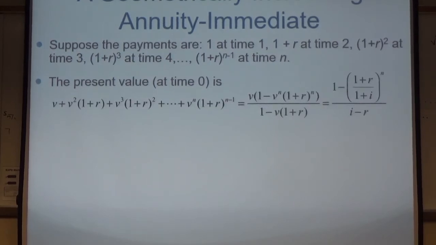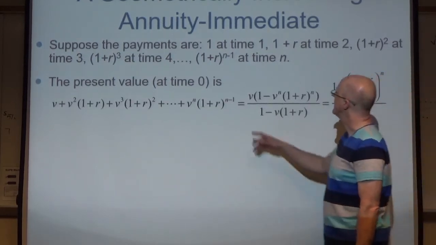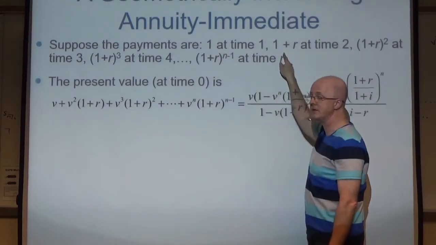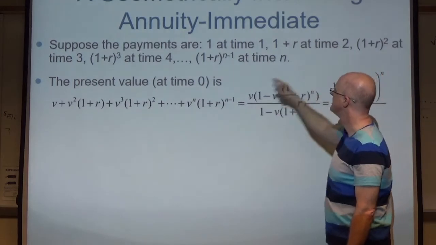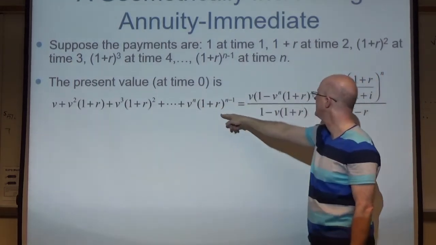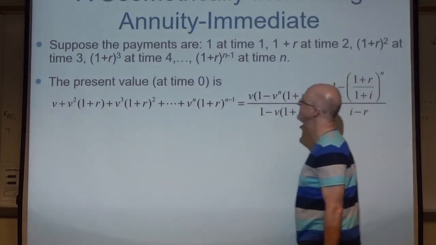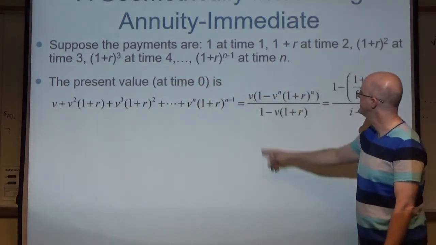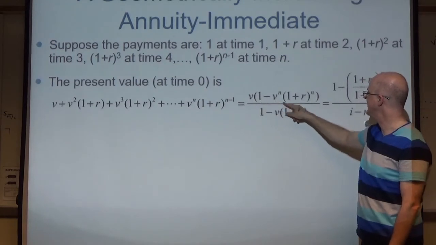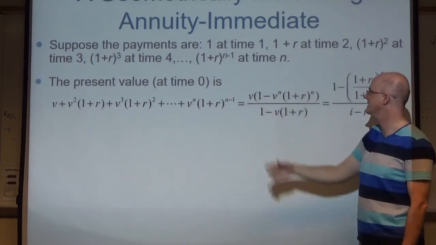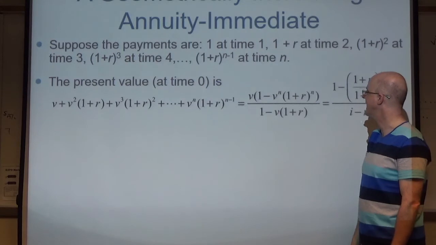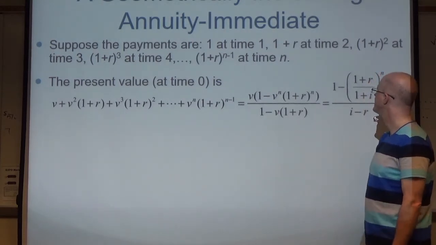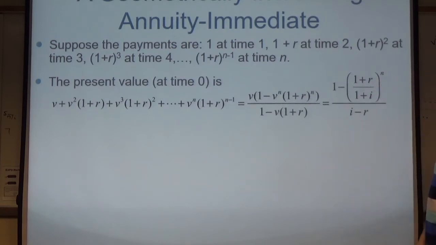The present value at time 0, we need to multiply that payment by v, this one by v squared, this one by v cubed, etc. There's the pattern. That's a finite geometric series. First term is v, common ratio is v times (1 plus r). First term times 1 minus the common ratio to the n power, where n is the number of terms, divided by 1 minus the common ratio. You can simplify to this.